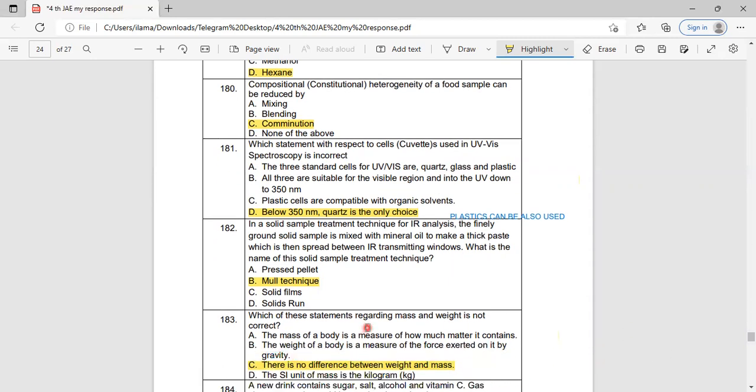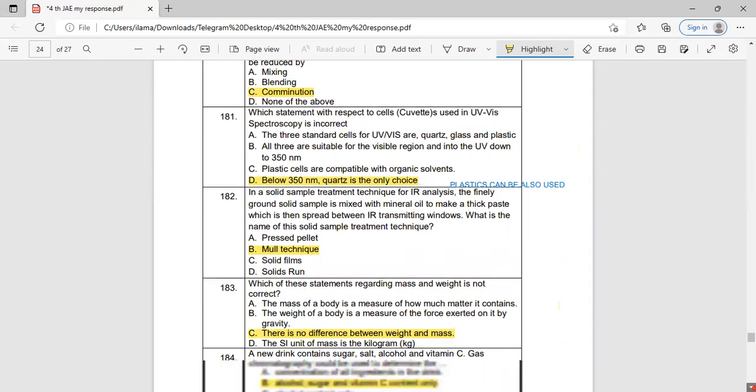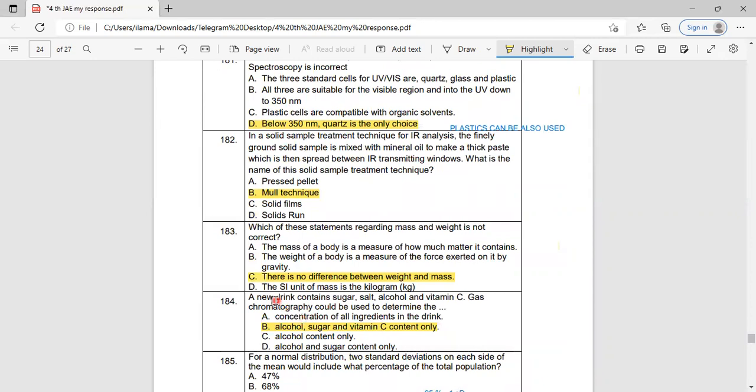Which of the following statements regarding mass and weight is not correct? "There is no difference between mass and weight" is incorrect. Next, a new drink contains salt, sugar, alcohol, and vitamin C. Gas chromatography could be used to determine the alcohol, sugar, and vitamin C content only.